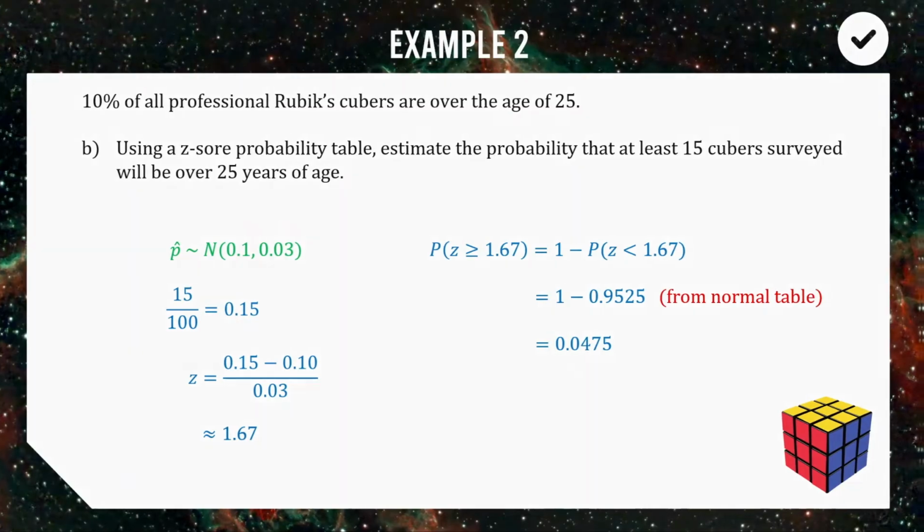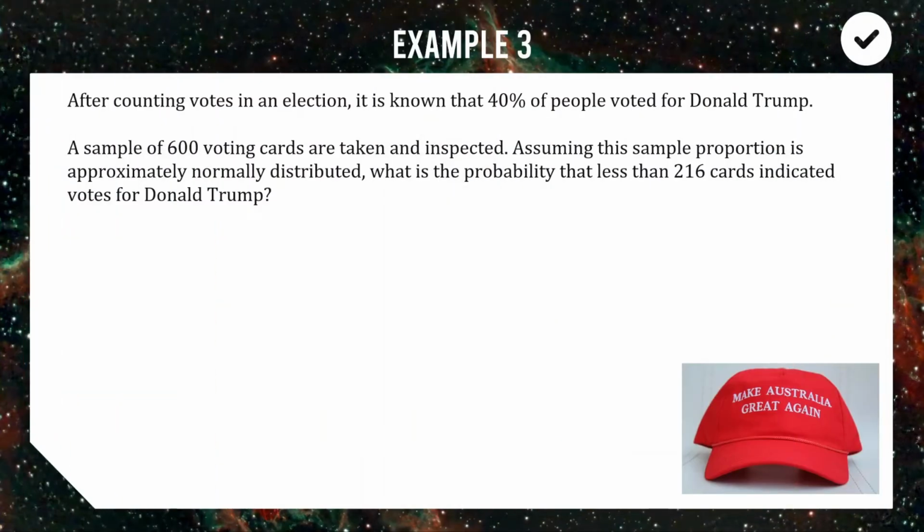Okay, we've got a few more to get through. Let's go on to example 3. After counting votes, oh God, McGrathmatics has got political again. Hopefully this gets me cancelled. We've got 40% of people voting for Donald Trump after 600, you know what? Yeah, let's go through this.